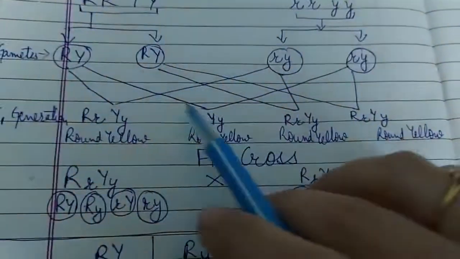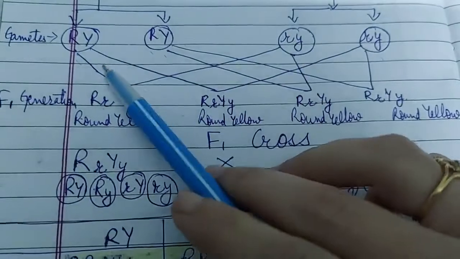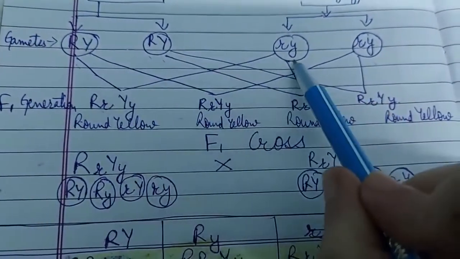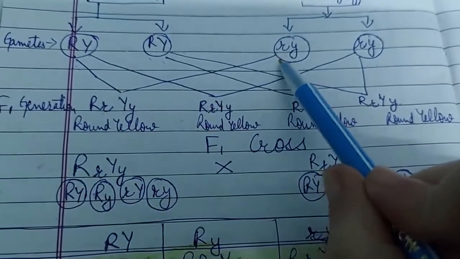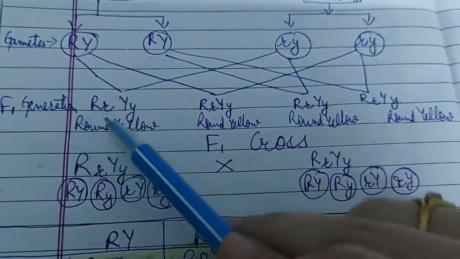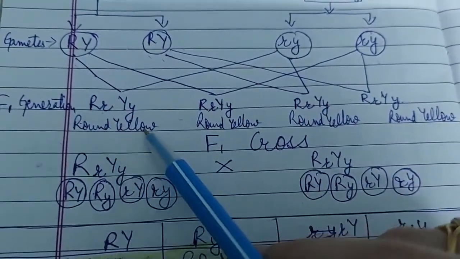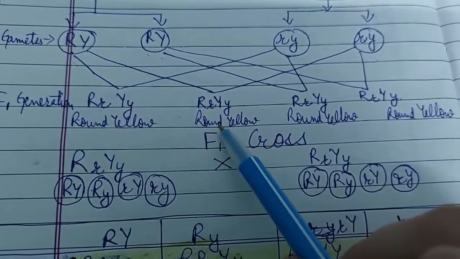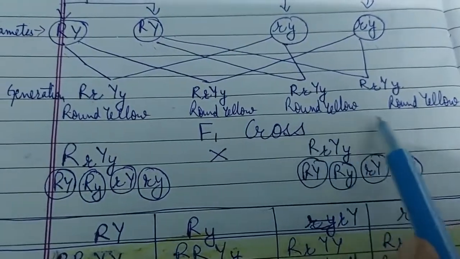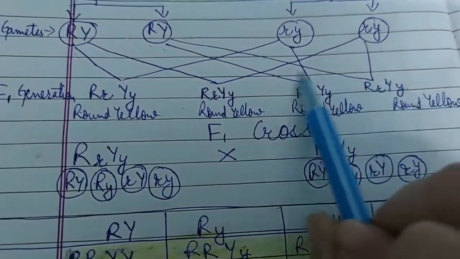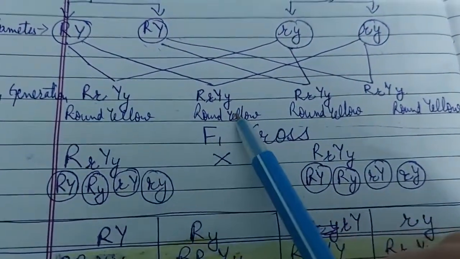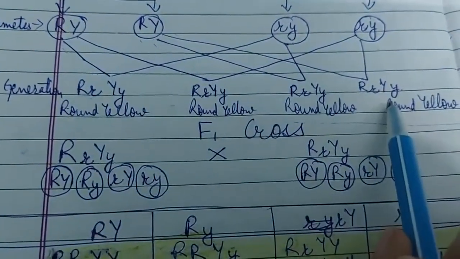And what will be its results when the F1 generation is formed? When capital R and capital Y combine with small r and small y, the result will show round and yellow. Here is also round and yellow, here is also round and yellow, and here is also round and yellow, meaning the F1 generation has the same result for phenotype, though the genotypes are different.